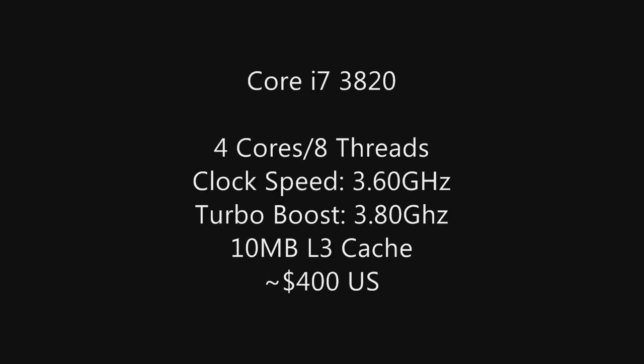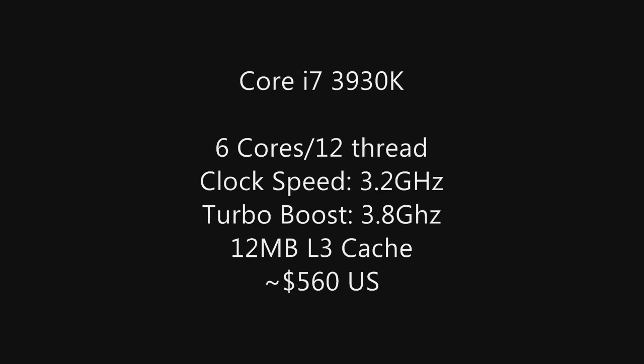The Core i7-3820 will fall under the Performance P1 segment and feature four cores with eight threads. The clock speed will come in at 3.6 GHz, while turbo boost speed will be 3.8 GHz. The CPU will feature 10 megabytes of L3 cache and be available for roughly around $400 US.